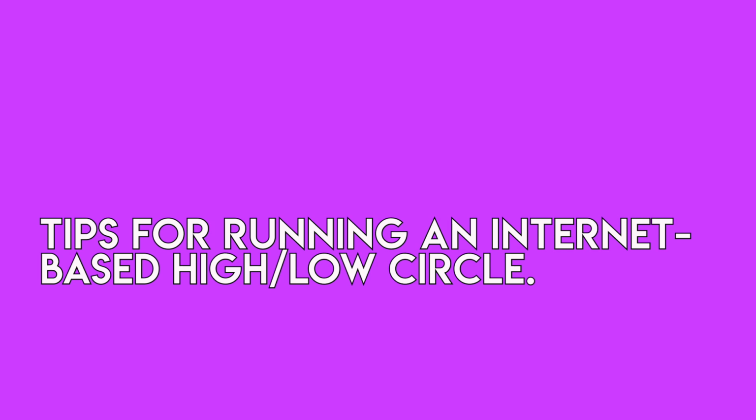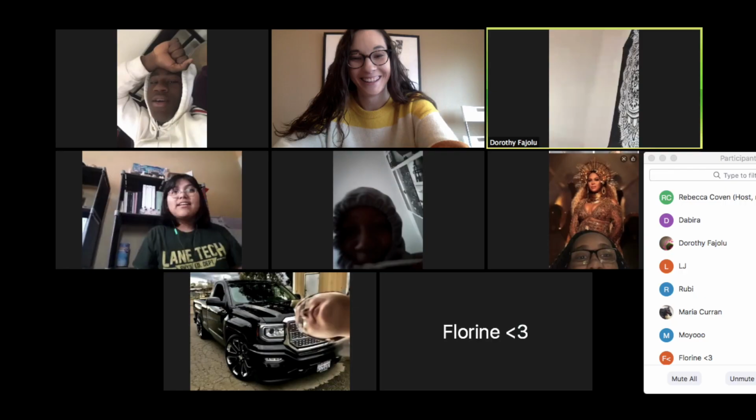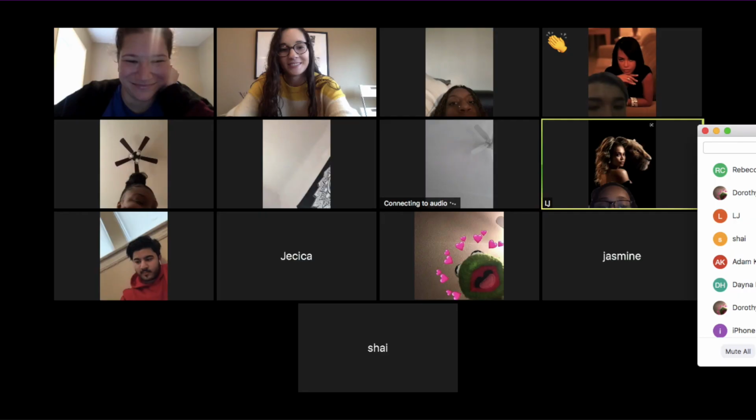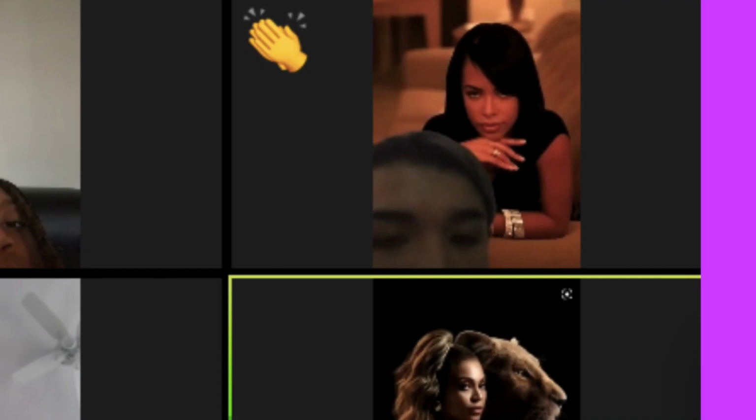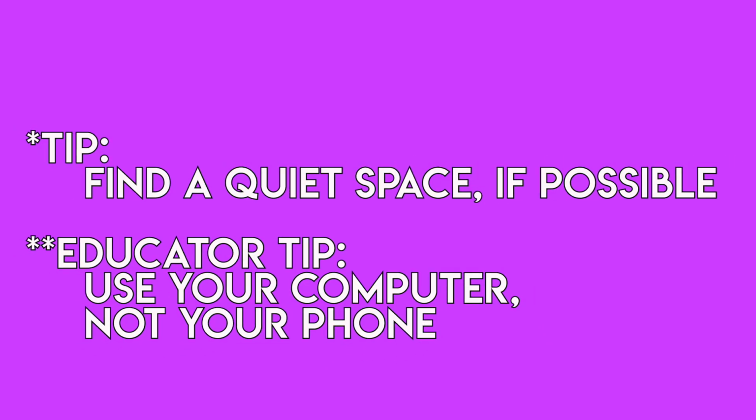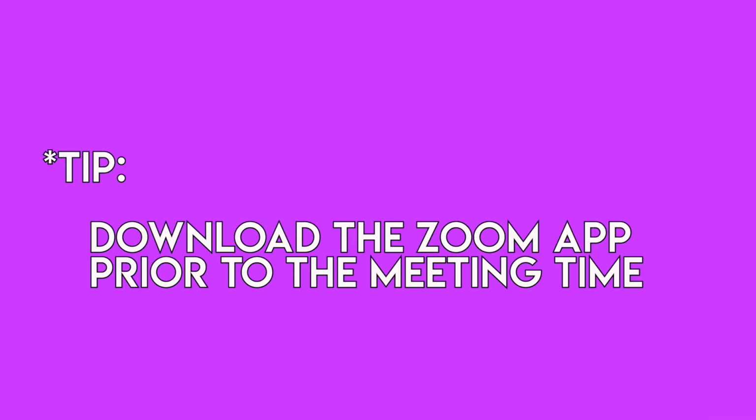The platform that works best for running the high-low circles that I found is Zoom. Shout out to Miss Colvin for talking me through that process. Also, shout out to this student for making Aaliyah their virtual background. It's not a perfect process. Some of the tips that I give my students are to be in a quiet space where they're not going to be interrupted, which for some students is easier than for others. And then also downloading the app prior to the meeting time.